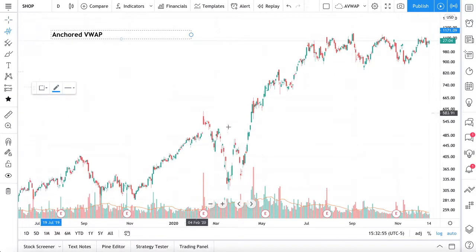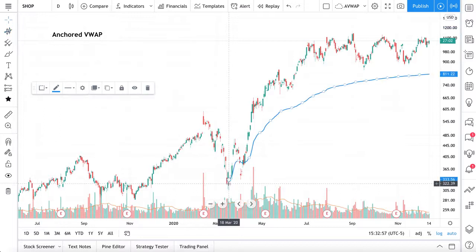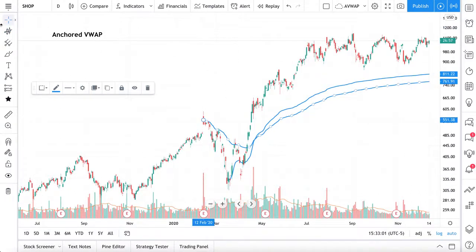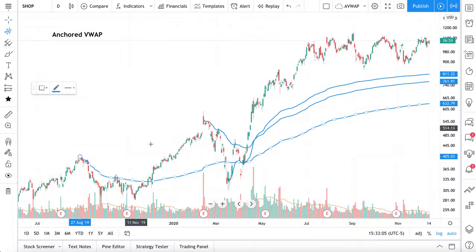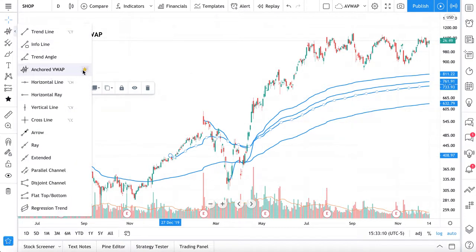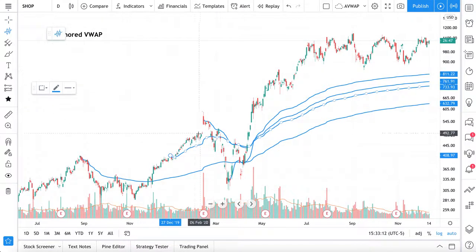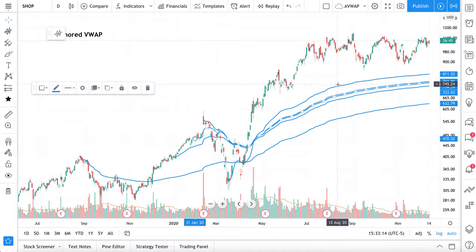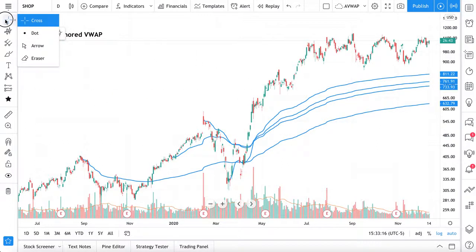We click it, we find a starting point, we click again, and just like that, Anchored VWAP is shown on our chart. It's fast, it's fluid, it's easy to use, and all it takes is selecting the tool. You can also favorite it, and then pick a starting point and watch it appear on your chart.